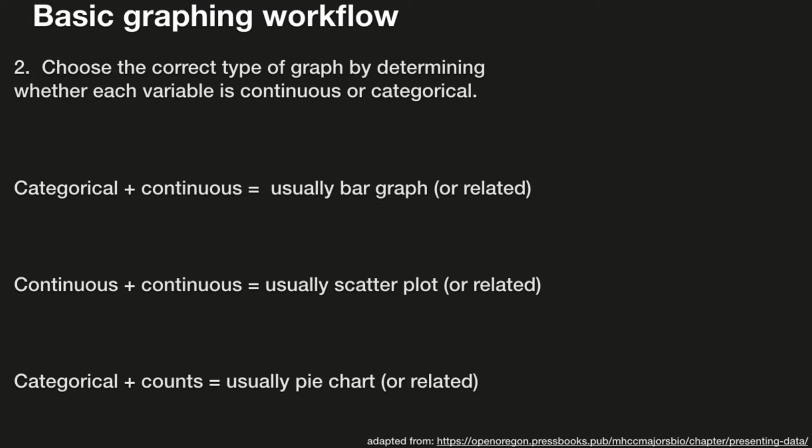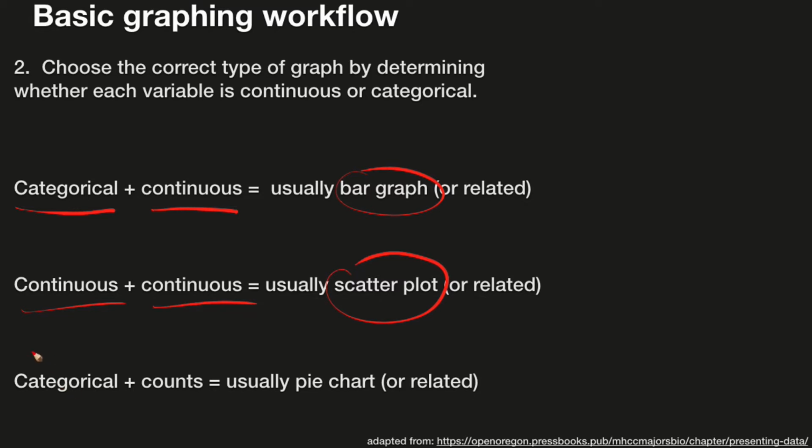And so identifying whether your variables are continuous or categorical informs the type of graph you're going to use. If you had one categorical variable and one continuous variable, typically this is going to be represented as a bar graph or something related to a bar graph, like a box plot. If you have two continuous variables, think about comparing horsepower and miles per gallon, then we're going to be looking at more of a scatter plot type situation. And I'll be giving you examples of all of these here in a moment.